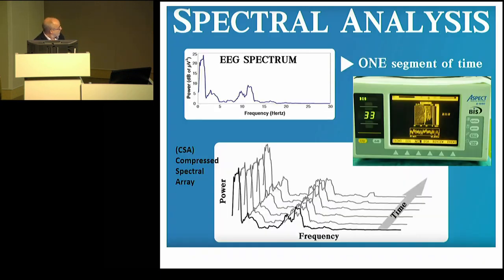If we put this spectrum one beside the other, this is 1 second, 2 seconds, 4 seconds, we can have this compressed spectral array that you have probably seen in several slides, and those are the old BIS monitors before Medtronic appears. And you can see that this compressed spectral array was giving us more detail of how the EEG was going on.